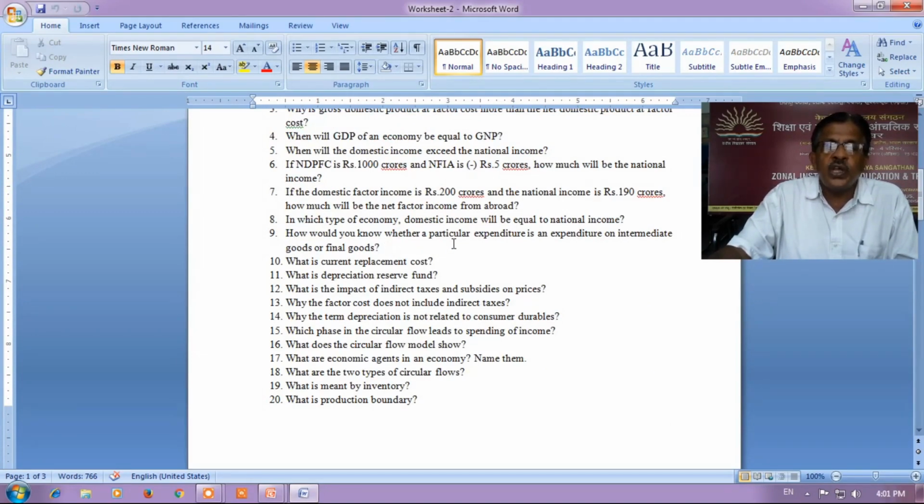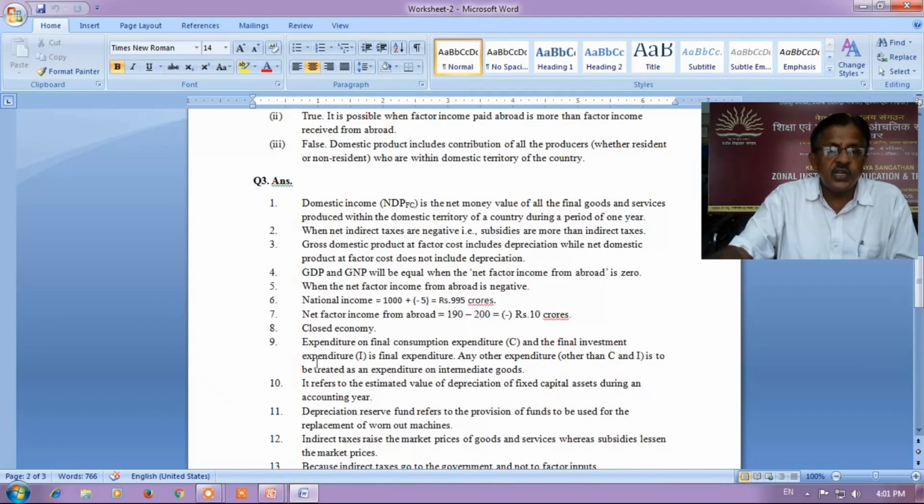How would you know whether a particular expenditure is an expenditure on intermediate good or final good? So, very interesting question. So, final consumption expenditure and final investment expenditure. Any other expenditure other than C and I, that is final consumption expenditure and final investment expenditure, is to be treated as an expenditure on intermediate goods. So, expenditure on final consumption and expenditure on final investment are final expenditure. So, other expenditures are treated as intermediate expenditure because of course that is on the intermediate goods.